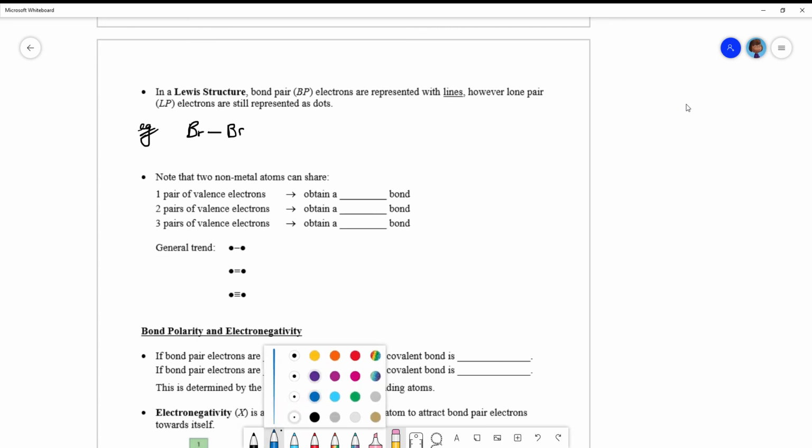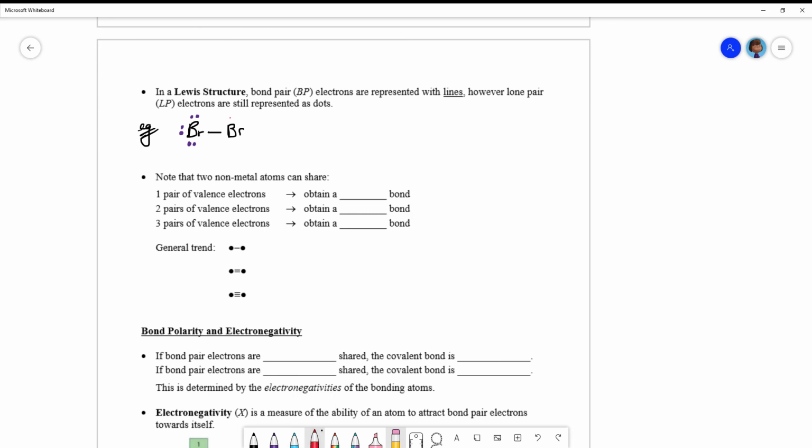And I had them in purple and red. So these purples are still going to be purples. Obviously, you don't have to color code anything when you do it yourself. And these were red over here, so they're still dots. It's just the bond pair electrons that ended up being replaced and being drawn in as a line. And what does that line represent? That line represents a covalent bond. So that's your covalent bond.